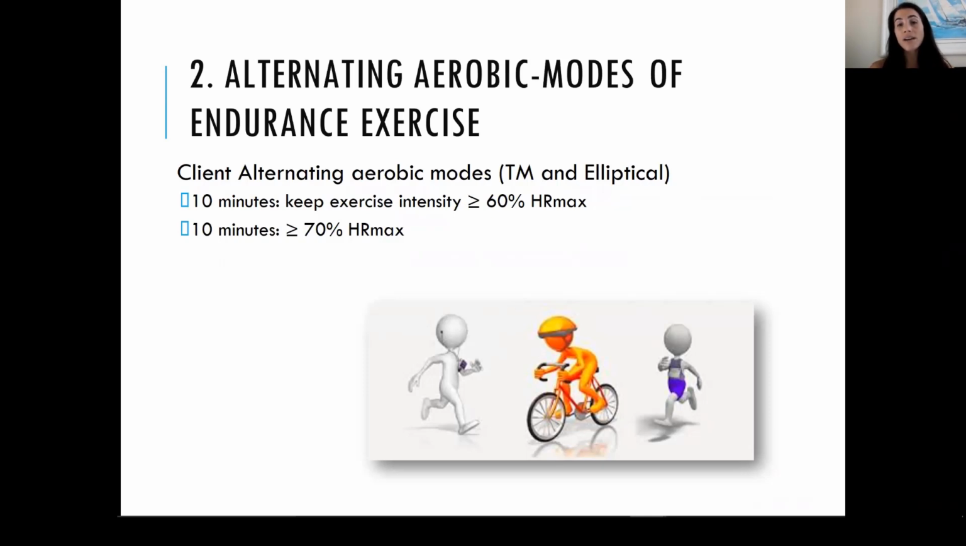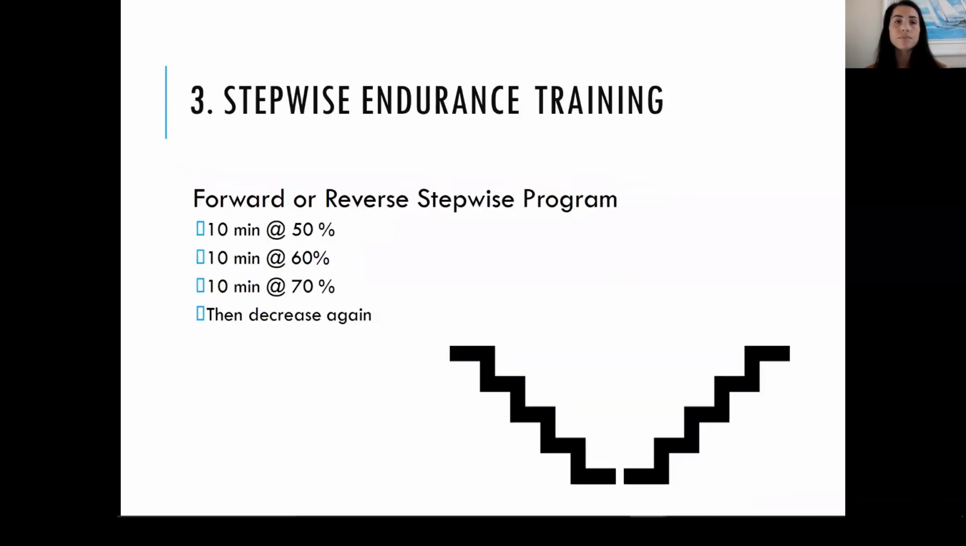And you don't have to always keep the intensity the same as well, right? So you can look at this example, right? You might start them off at 60%, and then when they move to the next modality, it goes up to 70%. But the key behind this type of training is that you're simply alternating the type of aerobic exercise, okay? So it can't just be one type the whole time, you're alternating between different modes.